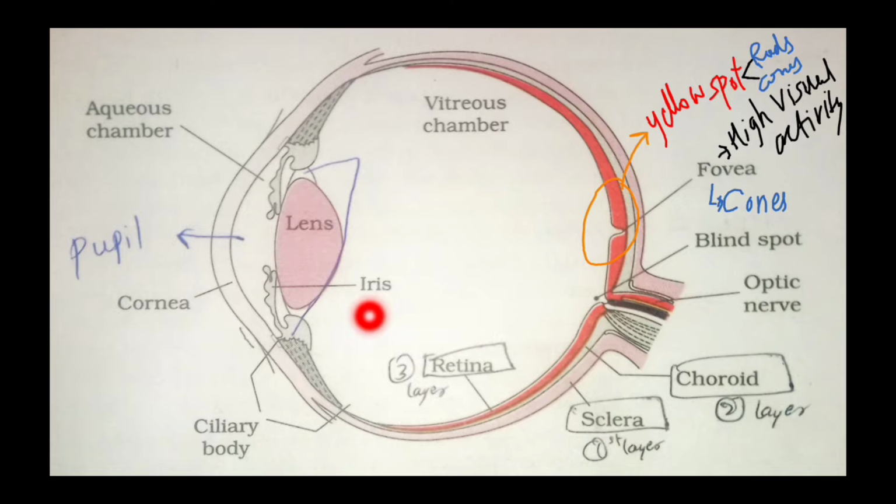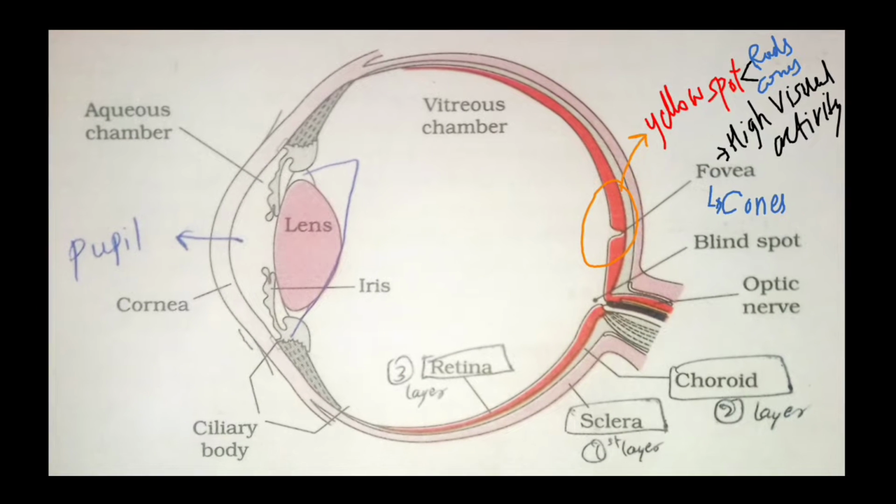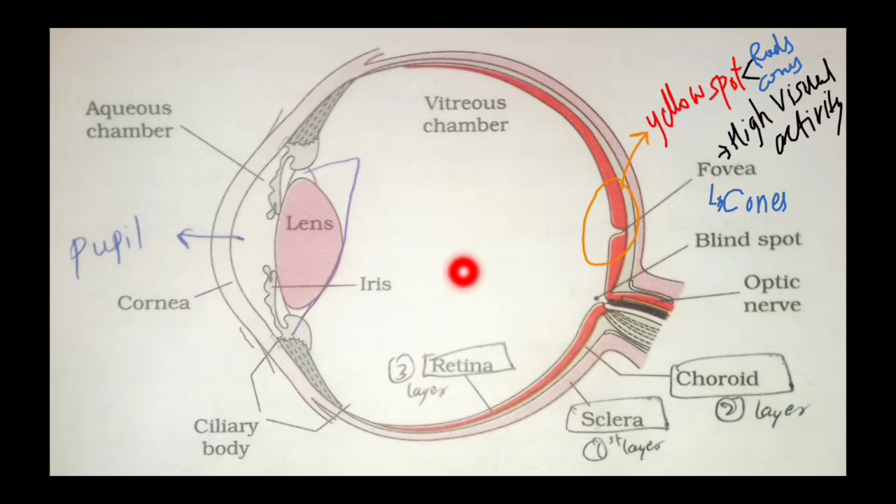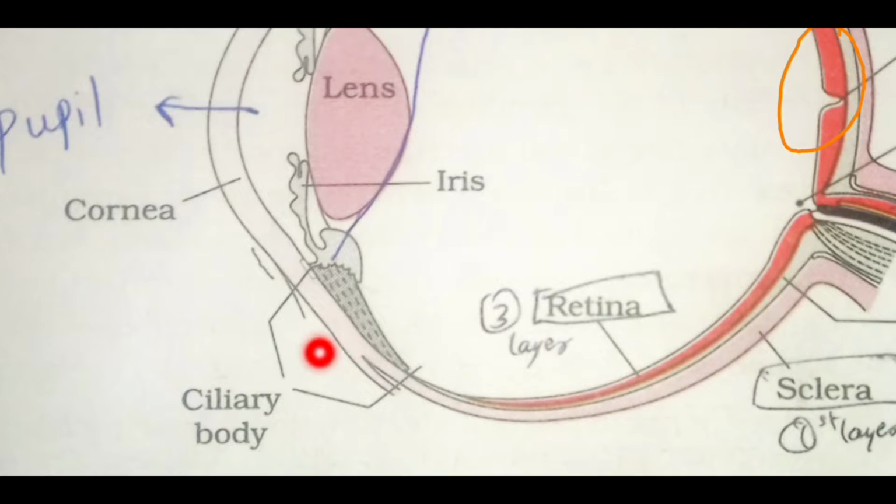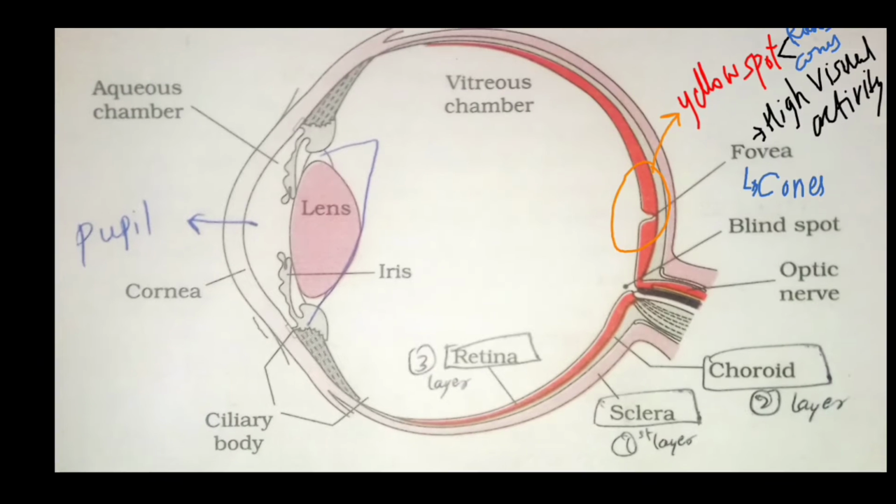Now a fluid is present inside the eye in a chamber called the vitreous chamber, and it is a jelly-like fluid, the vitreous humor. The fluid present in the aqueous chamber is called aqueous humor. That fluid is secreted by these ciliary bodies. So the function of ciliary bodies is the secretion of aqueous humor in the aqueous chamber.